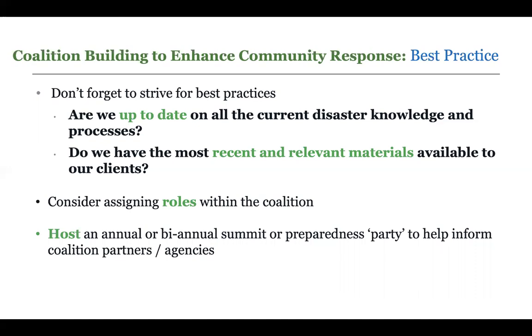And sometimes hosting these preparedness parties. I know Vacuteer does a bye-bye hurricane party every year, and it brings a lot of community members in, and it's a really good time to discuss what was learned over the last year and what we hope to accomplish in the next year.